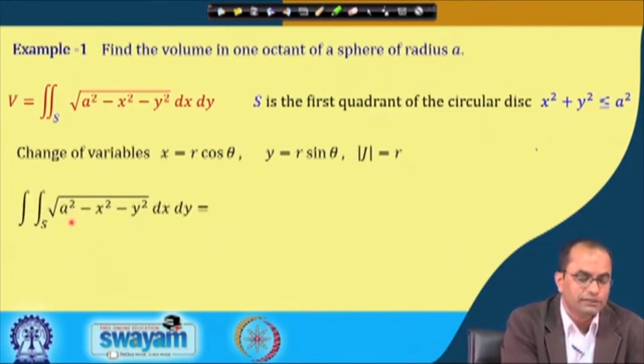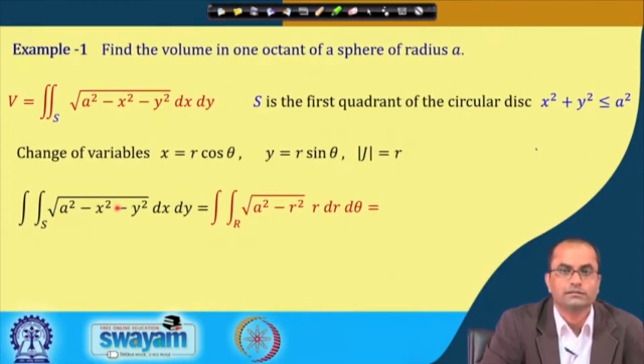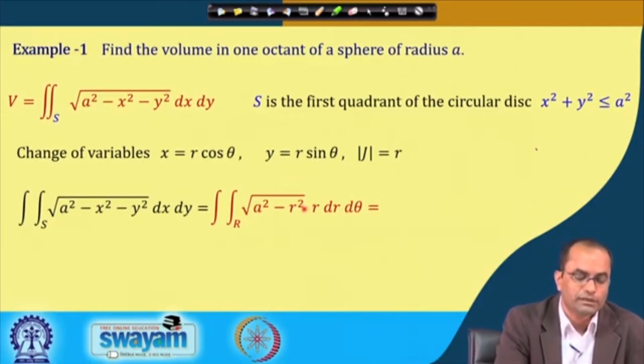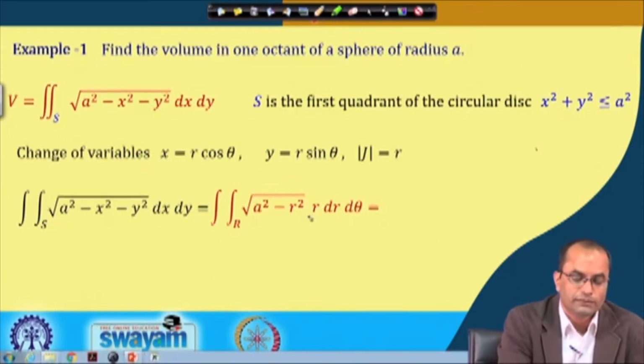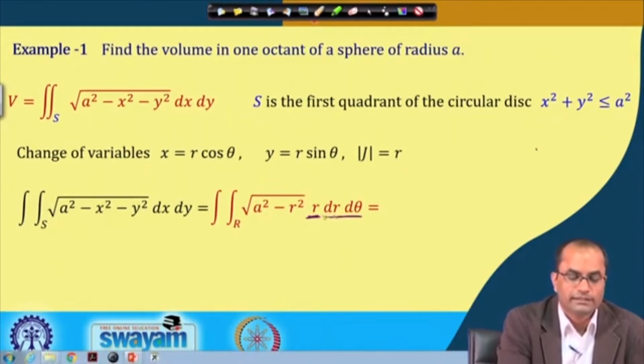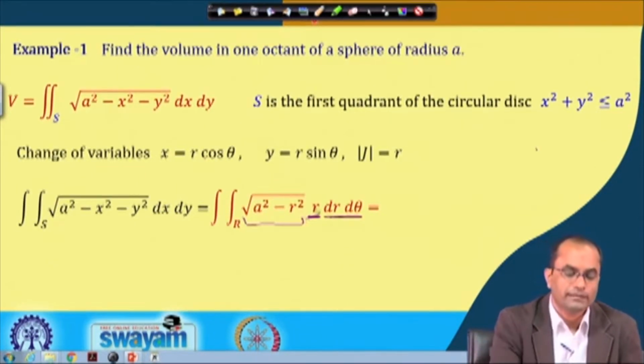and then we have the simple idea that we will change it to the square root here, a square minus this x square plus y square term will become r square, and then we have this Jacobian term here with this r and dr d theta. So, we have the integrand now converted into r theta form, and this additional factor r has come, and then we have the dr d theta term.